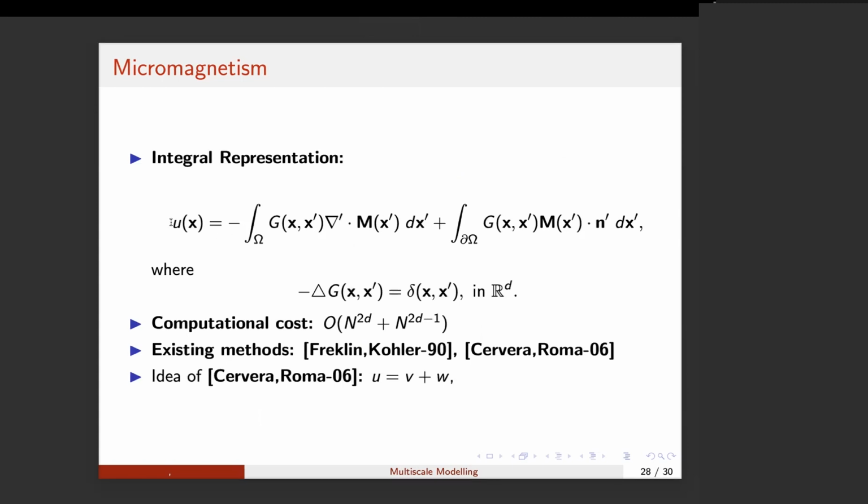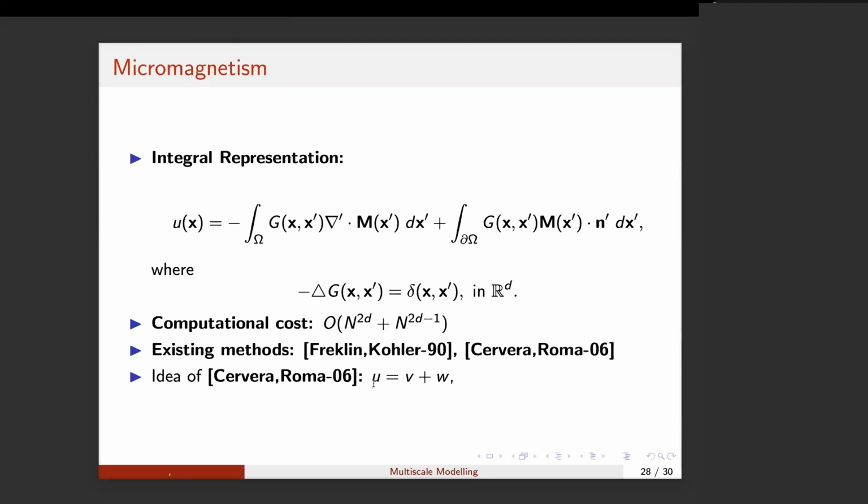And typically, people represent the solution U here using the following integral representation, where G is the Green's function over R^d. And if we just naively implement this, we see that the computational cost to compute the solution over the magnetic body scales as n to the power 2d, assuming that we have n degrees of freedom in every dimension. Okay, and so there are methods to decrease this computational cost.